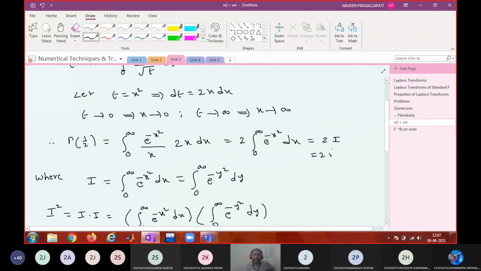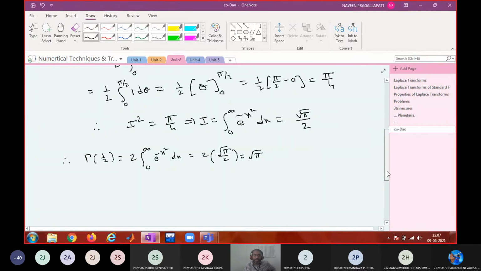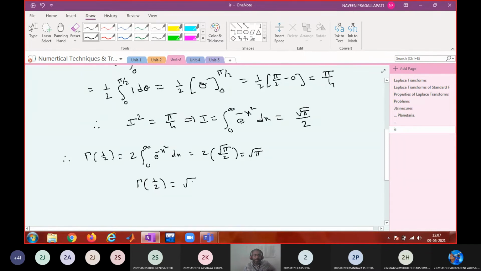So when it is root pi by 2, what is this value then? Substitute here 2 times root pi by 2. So what is the answer? Root pi. What is gamma of 1 by 2? Root pi. Therefore gamma of 1 by 2 is equal to 2 times the integral from 0 to infinity of e power minus x square dx, which is 2 times root pi by 2, equals root pi. So hence gamma of 1 by 2 is root pi. Very important formula.